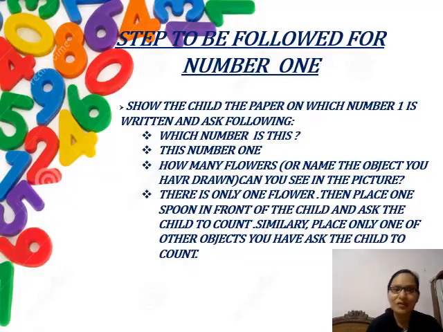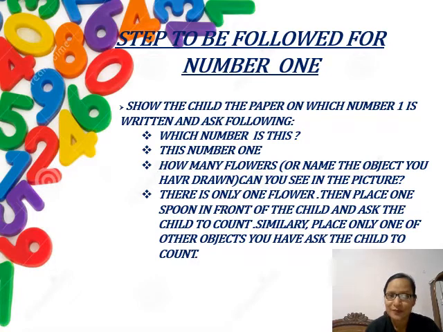Then what you have to do is you have to take that paper in which you have written number 1, and then you have to ask the child which number is this. Then you have to explain to the child that this is number 1. Then you have to ask the child to count the object that you have drawn next to the number, and then you have to explain to the child that there is only one object.